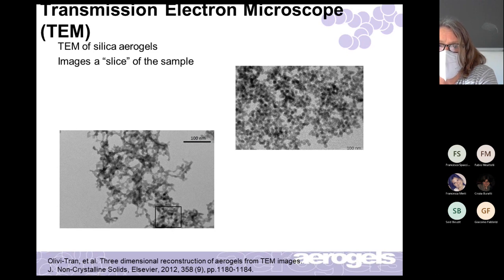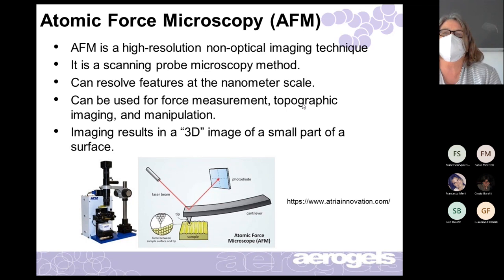Okay, and then the last one I'll talk about is atomic force microscopy. This is another sort of high resolution, but it's not optical. It uses a scanning probe instead of optics, so it's not taking images. It's taking a probe across a surface. It can resolve features, again, at the nanometer scale. It can also be used for force measurement, and people use it for manipulation to make things, and also topographic imaging, which is what we use it for. I'll show you that. It results in what I call a 3D image.